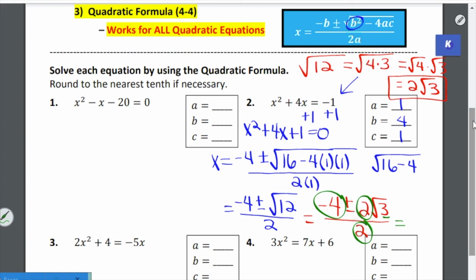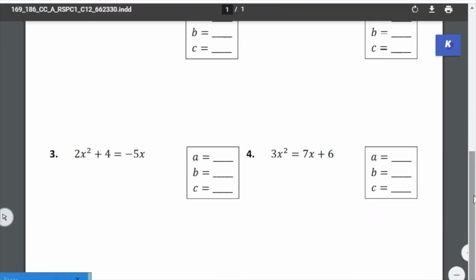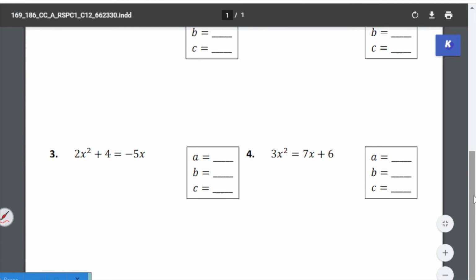But I can simplify this to -2 plus or minus, because -4 divided by 2 is -2, plus or minus the square root of 3. Those are my two solutions, because I have -2 plus the square root of 3 and -2 minus the square root of 3. I'm not going to make you find decimals and round to the nearest tenth. We're going to just leave it easy like that. That's actually a little bit easier, in my opinion. Maybe it's not. The calculator will do it for you. Okay, we're going to do one more, and then I'm going to end this video and let you go.